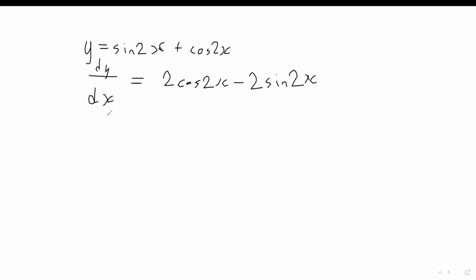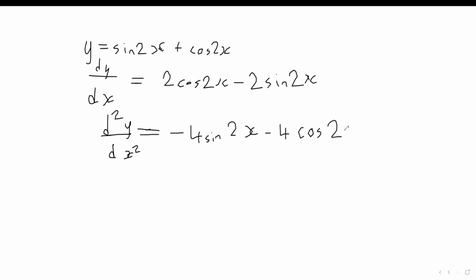Now you need to find d2y by dx squared. When you differentiate cos, you get minus sine, so you're going to get minus 4 sine 2x. Then when you differentiate sine, you get cos, so it becomes minus 4 cos 2x. That's what you're going to get. All right, nice. So this is what we end up with.